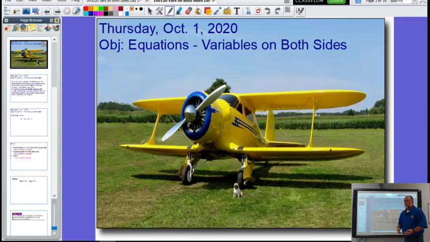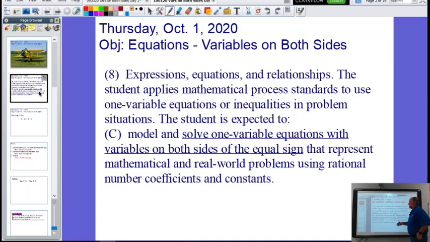things that might happen. Okay, so why are we doing all this stuff again? Well, we need to remember our eighth grade standard. It says that we're going to model and solve one variable equations with variables on both sides of the equal sign that represent mathematical and real world problems. So we will get to that part a little bit later in the period.